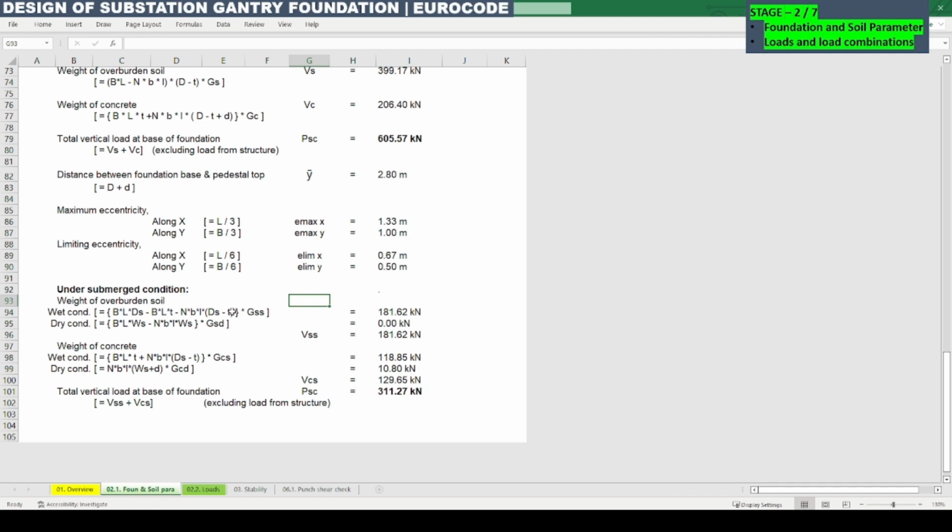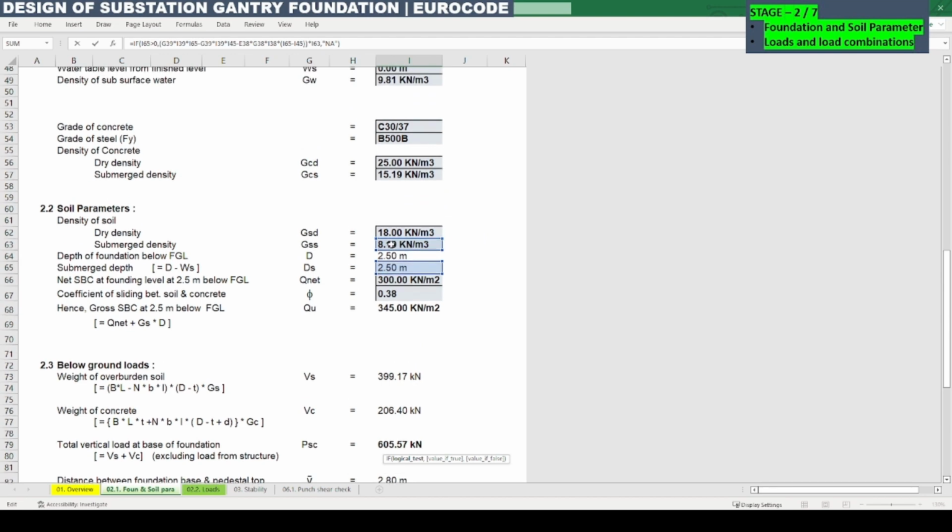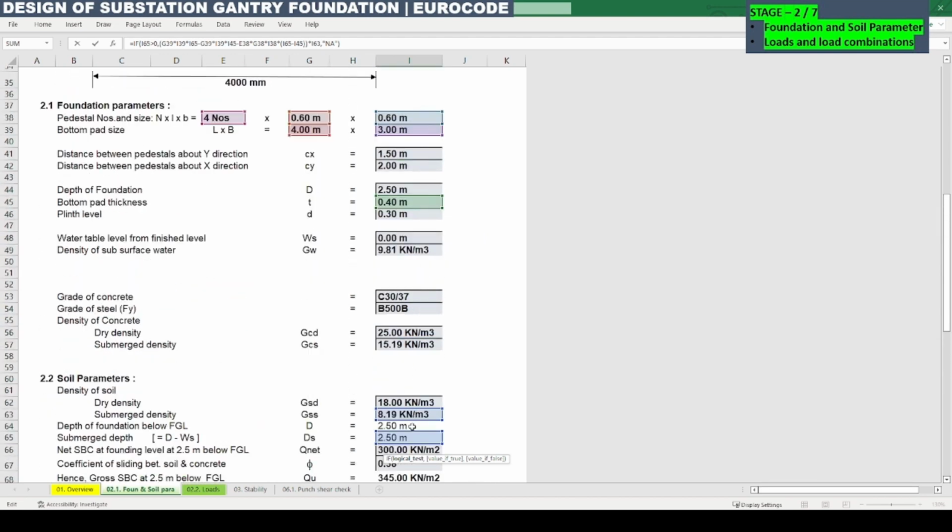That we will look at in the stability case, in stage 3 of this series of videos. Now, calculating the submerged condition weight of the overburden soil. It is a wet condition, and we are calculating it this way. The density we are considering is the submerged density of the soil.